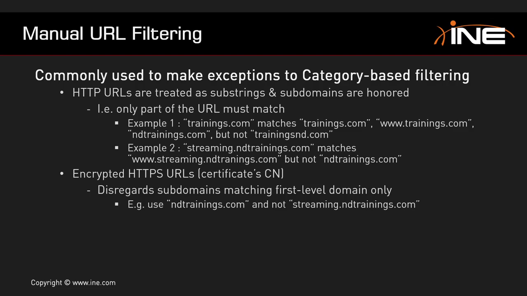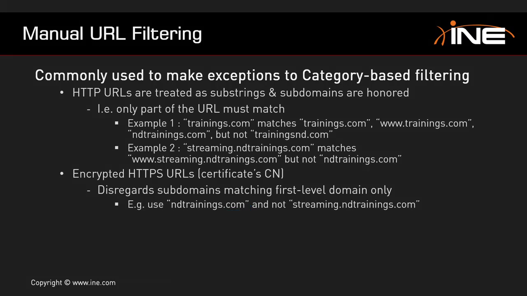So if you plan to, let's say, catch an encrypted communication to something.ndtrainings.com, you'll have to build your object using the first level domain instead of specifying something more, second, third level domains or individual hosts. Of course, because of that, we have less control in terms of what communication we will be able to match with an object.